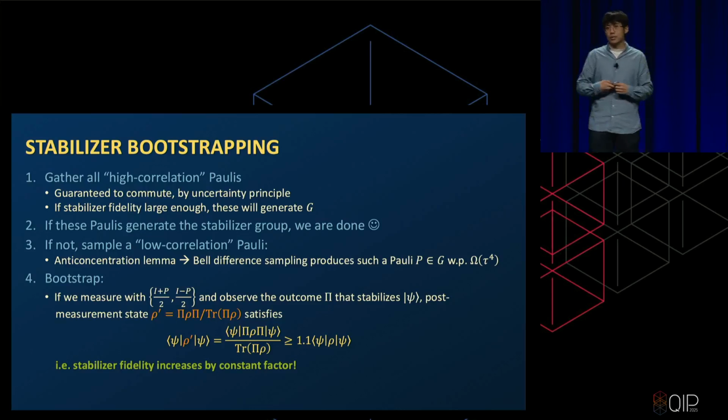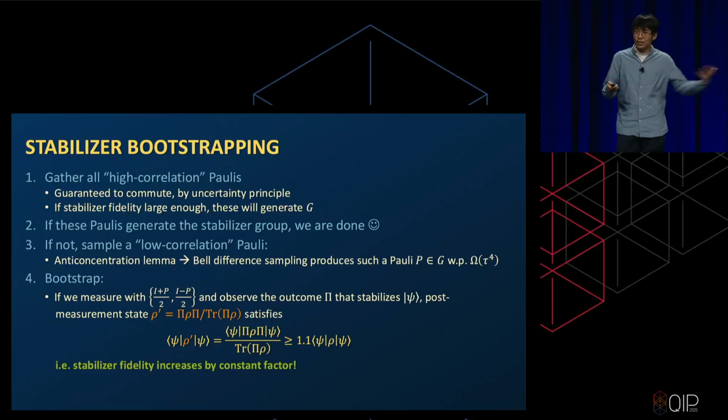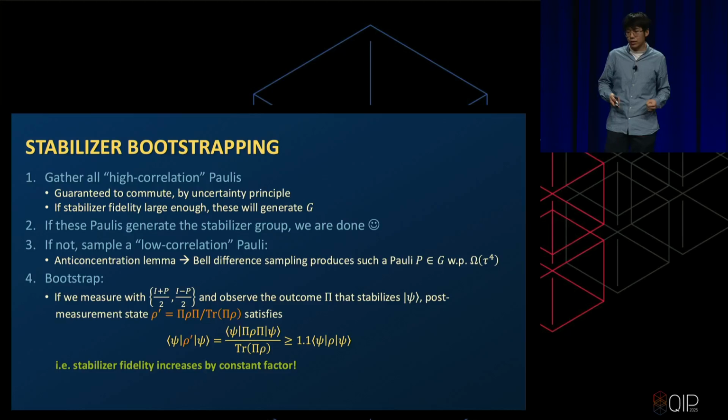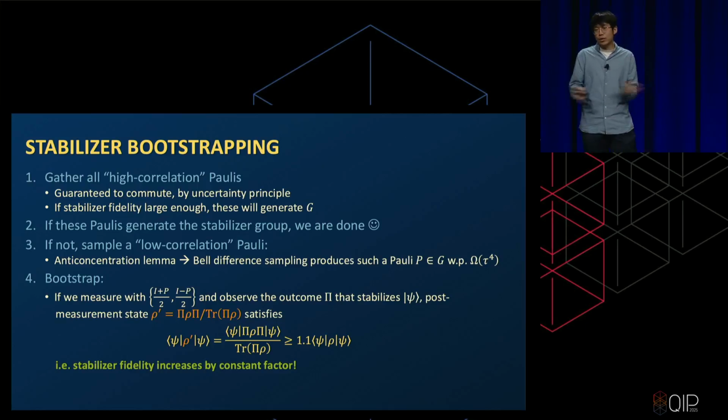I get a post-measurement state rho prime. And because this correlation term in the denominator, in the normalization term, in Born's rule, is guaranteed to be bounded from above, then the resulting fidelity between my new post-measurement state and the stabilizer state I cared about has now increased by a constant factor. Right? That's the bootstrapping that's going on. You've now decreased the distance between the state that you're considering and the target stabilizer state by a constant factor. And now the key idea is I just recurse.